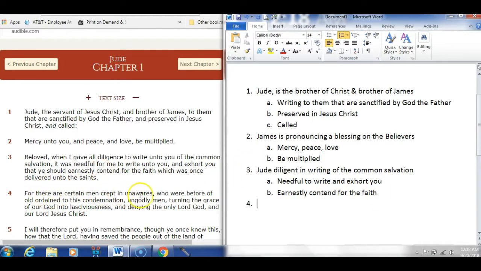For there are certain men crept in unawares, who were before of old ordained to this condemnation, ungodly men, turning the grace of our God into lasciviousness, and denying the only Lord God and our Lord Jesus Christ. Okay, so again, that's quite a bit to digest at one time, so we're going to break it down. For there were certain men crept in unawares. Who were before of old ordained to this condemnation, ungodly men.